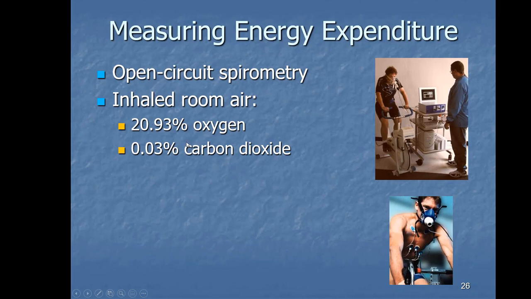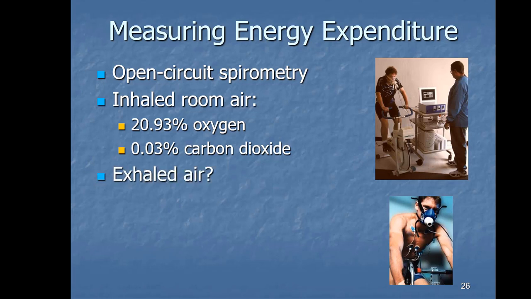Open circuit is based on the concept that we have a fixed amount of oxygen and CO2 in the atmosphere. Those numbers, 20.93% oxygen and 0.03% carbon dioxide, are pretty much standard regardless of whether you're at sea level or high altitude. Altitude only really affects the pressure, but the percentage will be the same. Some people will say 20.94, so it's either 20.93% oxygen or 20.94. We'll go with 20.93, but CO2 0.03%. The bulk of the rest of the atmosphere is nitrogen.